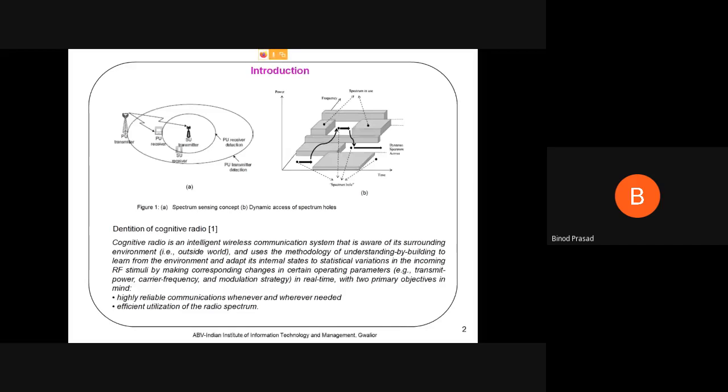So if we go by the figure, we can see that in figure A, we have a secondary transmitter, a PU transmitter, and a PU receiver.